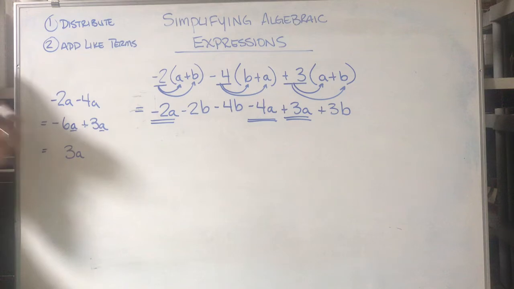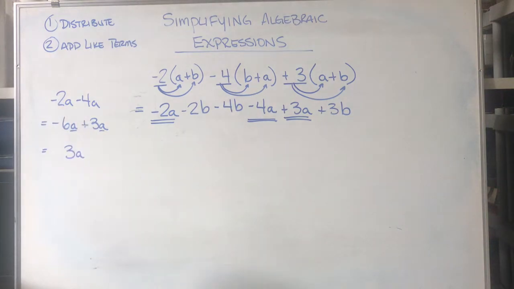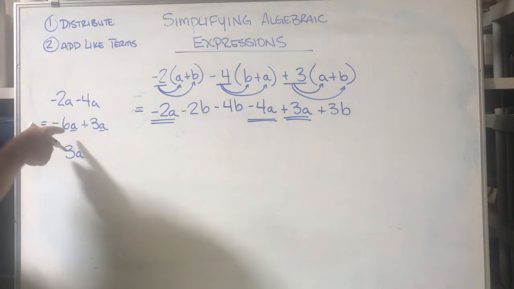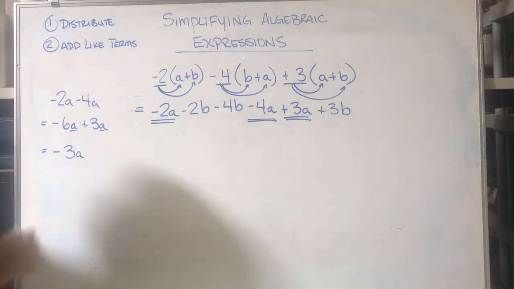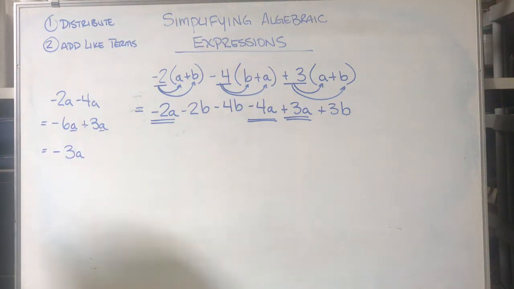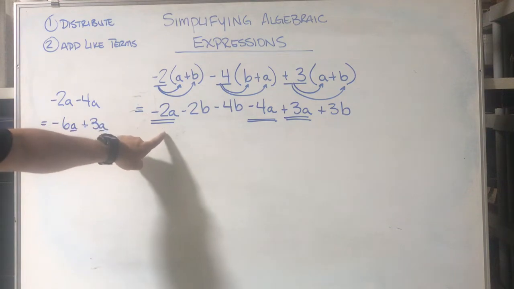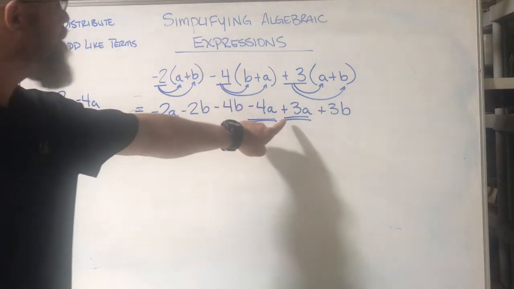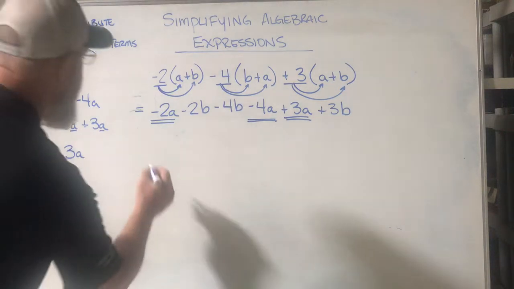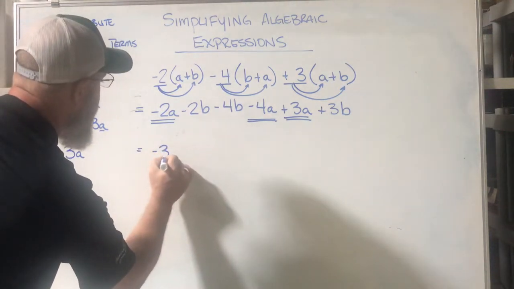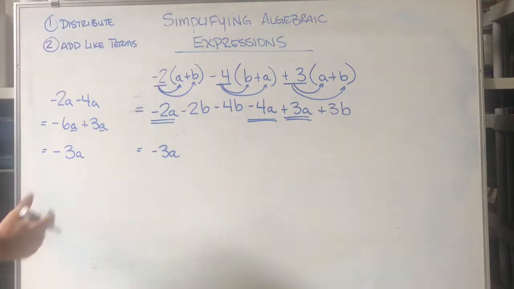And then you take the sign of the largest coefficient. Well, the largest coefficient is 6, so we take the sign of that 6. So that's going to be negative. All right? So negative 2a minus 4a plus 3a equals negative 3a. Okay? So we just combine those like terms.